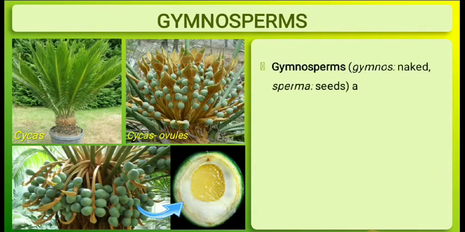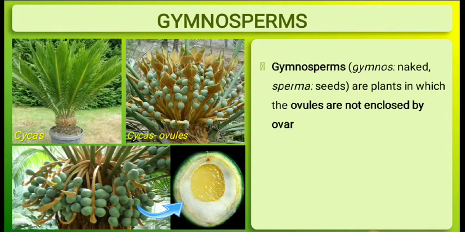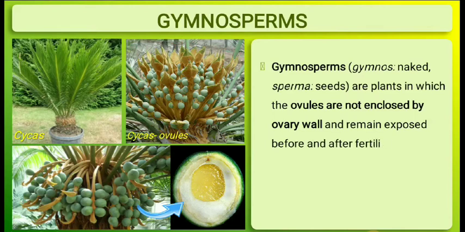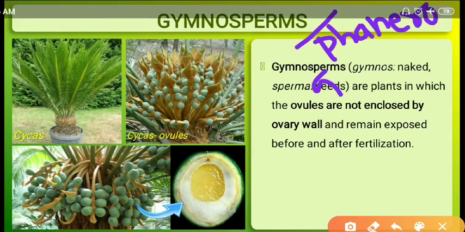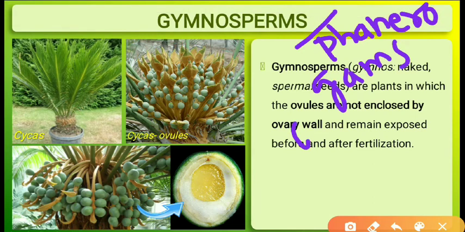Gymnos means naked and sperma means seed. I told you these are the plants in which the ovule are not enclosed by ovary and remain exposed before and after fertilization. Remember this point. These gymnosperms are also called phanerogams without ovary.